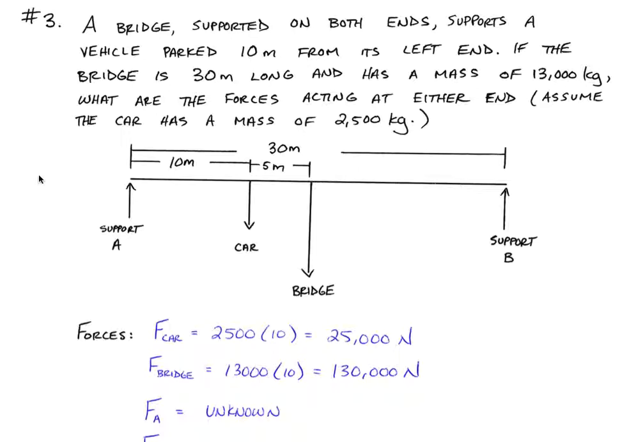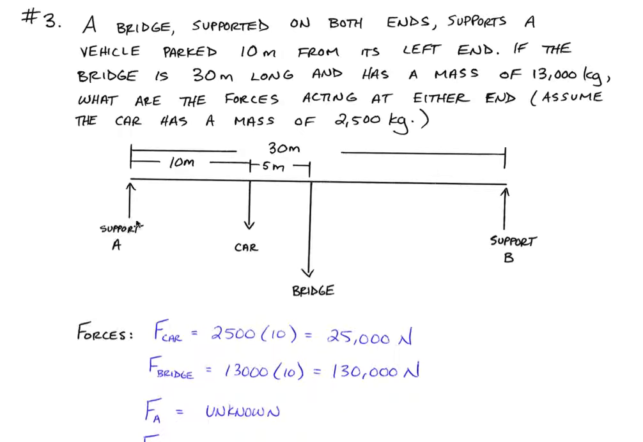So I'm going to describe the little diagram that I've drawn. What we have here is a 30-meter bridge. We know that the force of the bridge will act 15 meters, or at the center of mass, at the center of that bridge. We know the car is parked 10 meters from the left end. Now I've written support A and support B here because it's a bridge. So what you have is some kind of column, some kind of wall, something that's holding either end of this bridge up. It's like if you were trying to hold a meter stick in your hands, you'd have to exert an upwards force at either end, otherwise that meter stick will just fall to the ground.